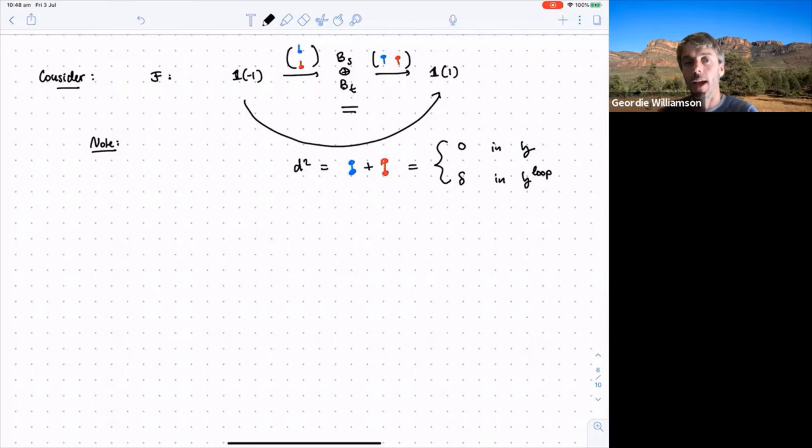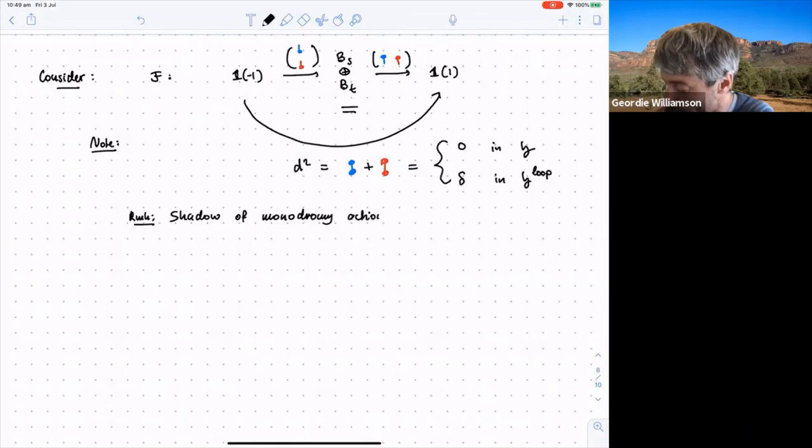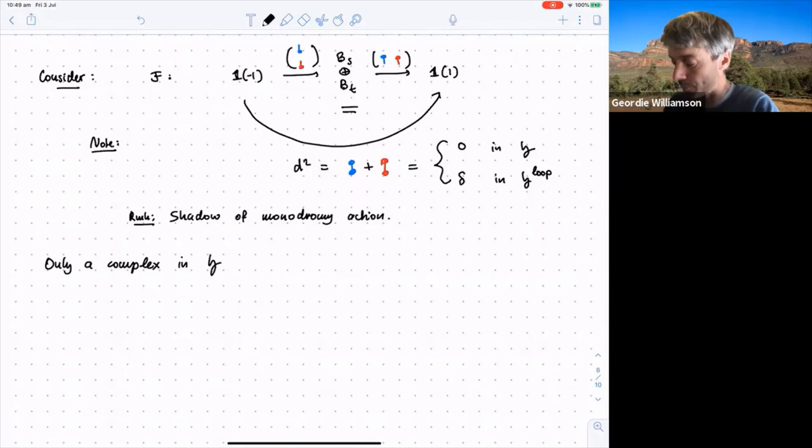And this is a shadow of the monodromy action on nearby cycles. This is a shadow of monodromy action. If you think about what delta does, it's about rotating the loop parameter. And rotating that loop parameter is exactly where monodromy comes from. Okay. So this is only a complex in H realization.